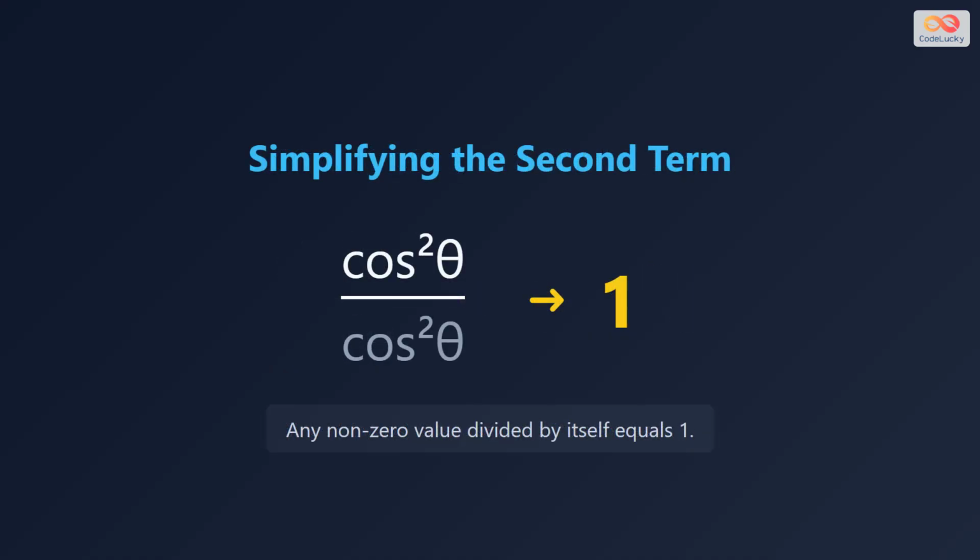Next, look at the middle term, cosine² divided by cosine². Any non-zero number divided by itself is just 1. So, this entire term simplifies to the number 1.